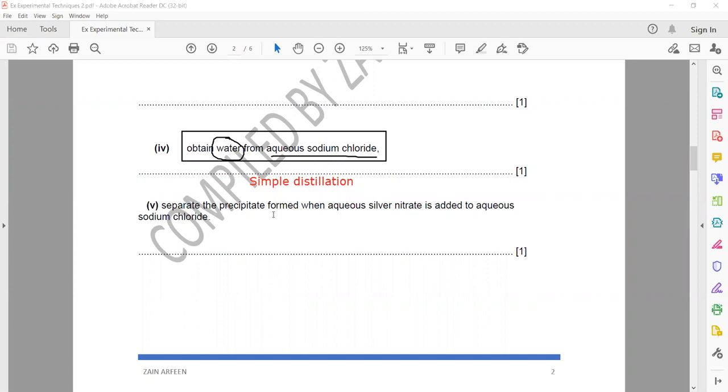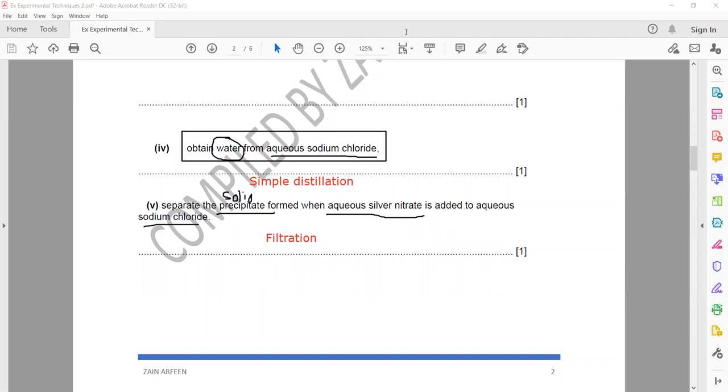And separating the precipitate, precipitate means the solid. So if you want to separate the solid formed when two solutions are mixed together, or to separate the solid from the liquid, which technique can we use? We can use filtration.